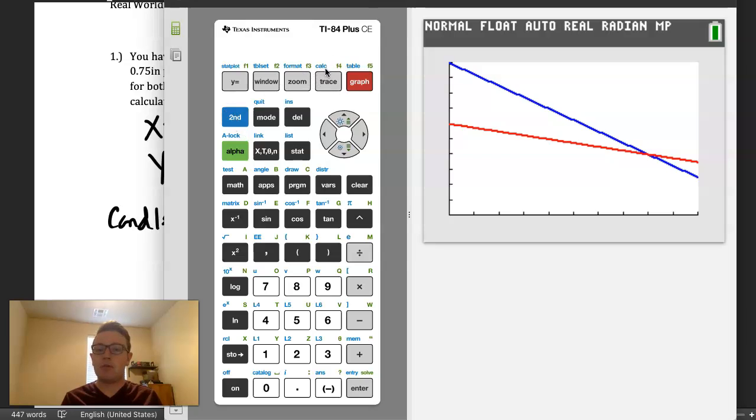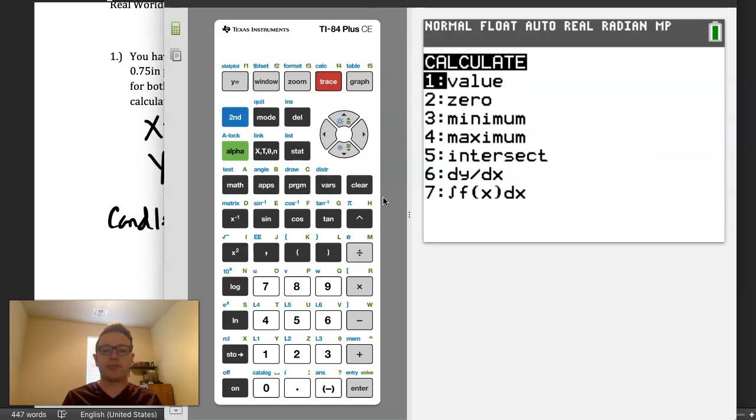You'll see above one of your buttons a calculate button above your top 5. If you go to that by pressing second and hitting that calculate, you'll see we have a list of possible things we can find. Now we said for graphing, we're trying to find the intersect. So let's look for the intersect.